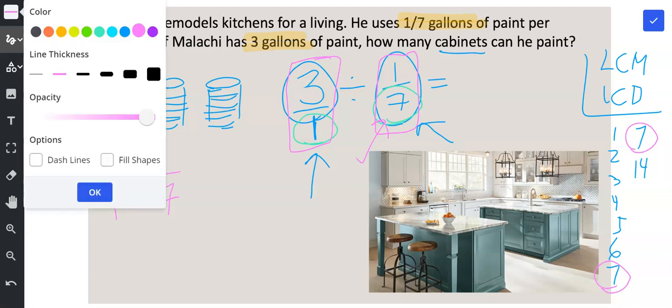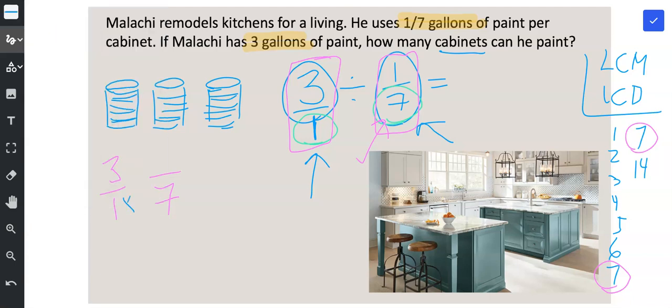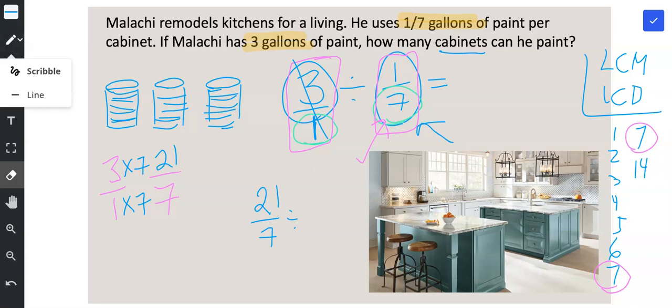So to do that, you think about, what do you multiply 1 by to get to 7? We multiply it by 7. Whatever you multiply the denominator by, you also need to multiply the numerator by. So 3 times 7 gives us 21. So 3 over 1 becomes 21 over 7. And then we keep the 1/7, so I'll just record that here.